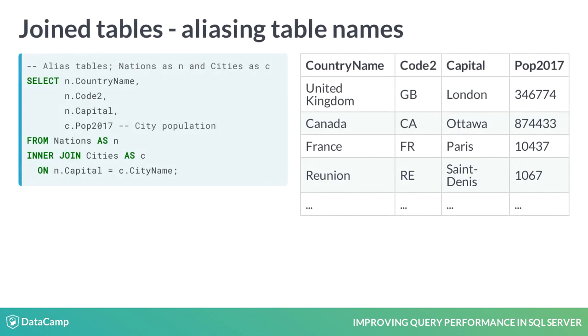Aliasing tables can correct this. Nations is N, cities is C. Now if we look at the select statement, we see alias is used to indicate the source table of each selected column, with the column name prefixed with the alias of the table name. The cities table has a C alias, and therefore 2017 population column is identified as C.pop 2017. Note there are no rules to what aliases should be, just make sure they're intuitive and consistent.